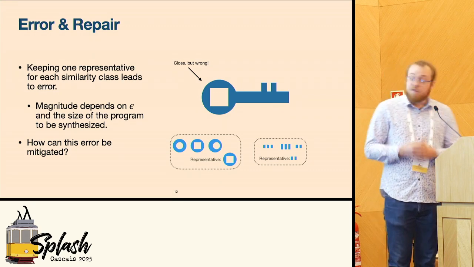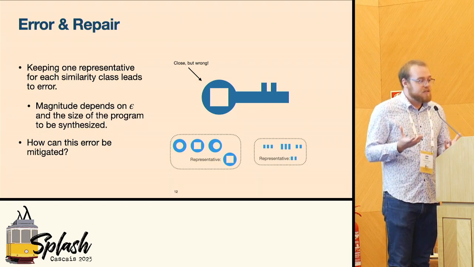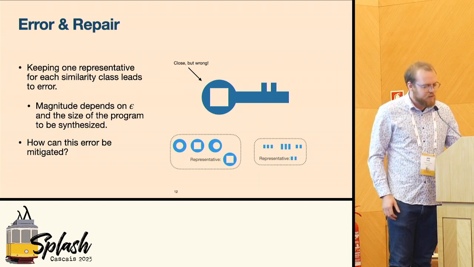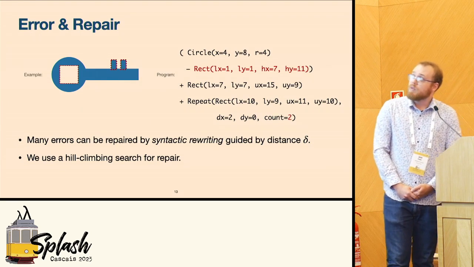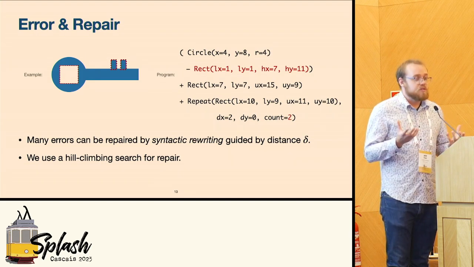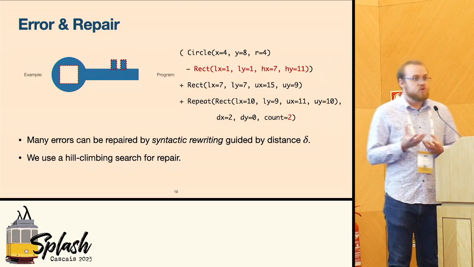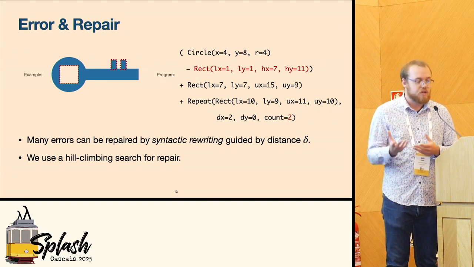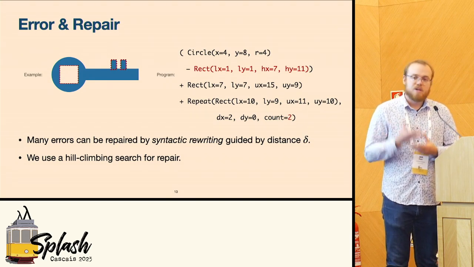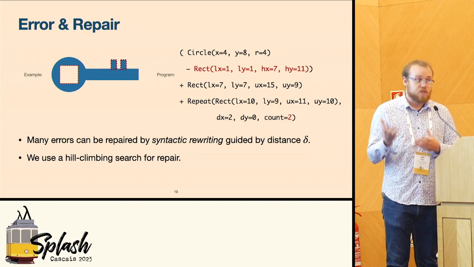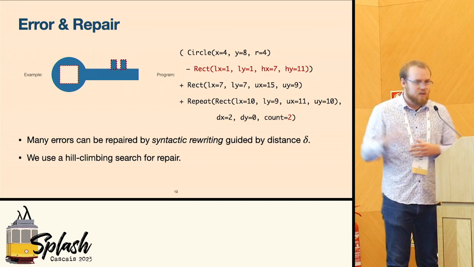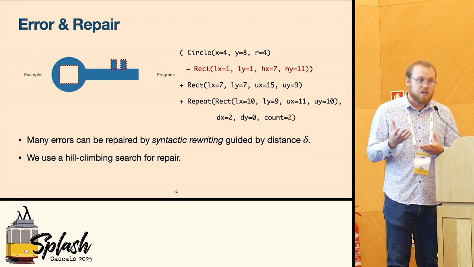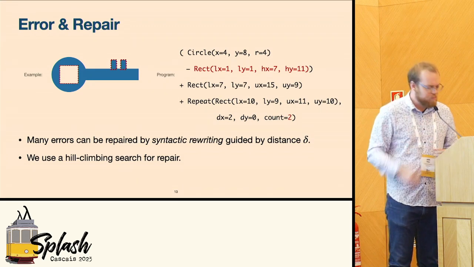So if this is going to be useful, we have to come up with some way to mitigate this error. And what we have found is that in practice, this error is actually very mitigatable. What we can do is take a program that is close but wrong, and attempt to repair it. In our work, we use a rewrite system. Essentially, we apply rewrite rules. We guide the application of those rewrite rules using our distance function. So we perform a kind of hill climbing search, applying the rule that moves our erroneous program closest to the goal program. And we repeat this until we find a correct program or we fail.